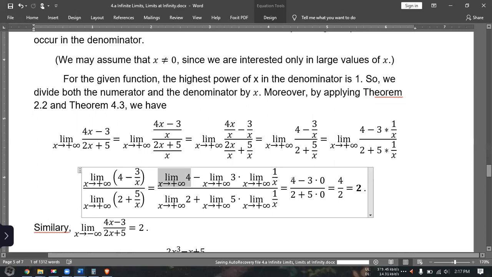So we have 4 here. And likewise, minus the limit of 3 as x approaches positive infinity; 3 is also a constant, so the function is approaching the constant. We have 3, and times, take note, this is multiplication. This came from 3 over x. And then applying the theorem, the limit of 1 over x as x approaches infinity, regardless of which side the infinity is coming from, positive or negative, is always equal to 0.